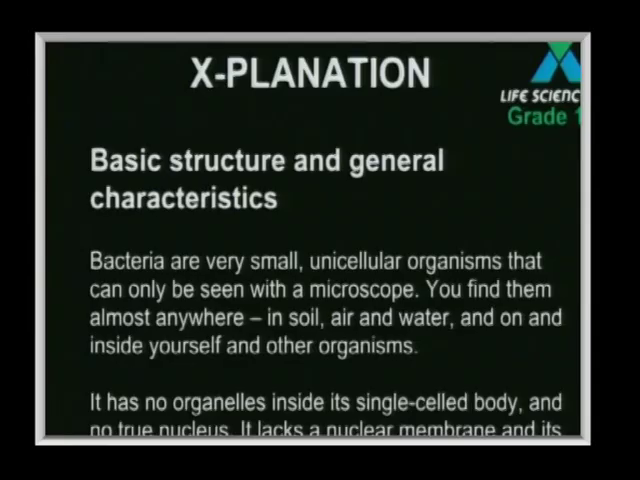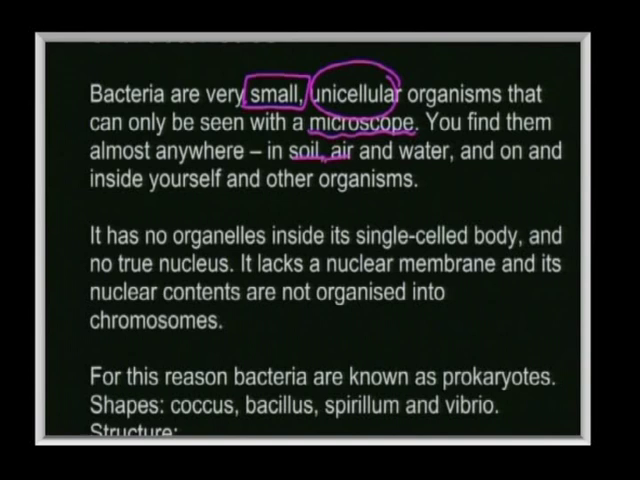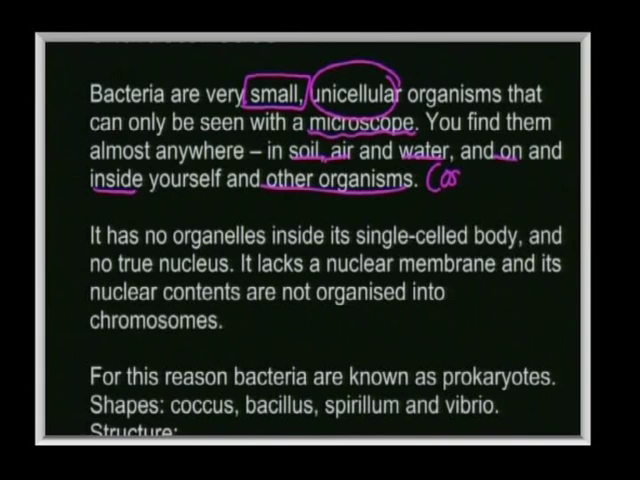Let's look at the basic structure and general characteristics just to revise those. First of all, bacteria are very small. They are unicellular and, as I said, can only be seen in a microscope. I also mentioned that you find them almost everywhere: soil, air and water, inside yourself, on other organisms, and on other surfaces. The correct word for things being found everywhere is that we say they are cosmopolitan.